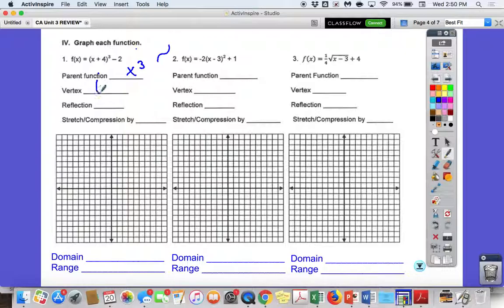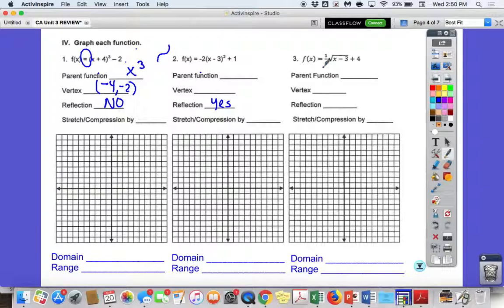Now, I need you to write down the vertex. That's going to help a lot when you go to graph. So remember, you change the sign, keep the sign. Now, reflection, all I'm wanting you to write is yes or no. That's it. So look up front and see if it's got a negative. If there's not a negative, you're going to put, nope, not a reflection. So this is real quick. You can go through all of them. That one has a negative, so you'd say, yep.